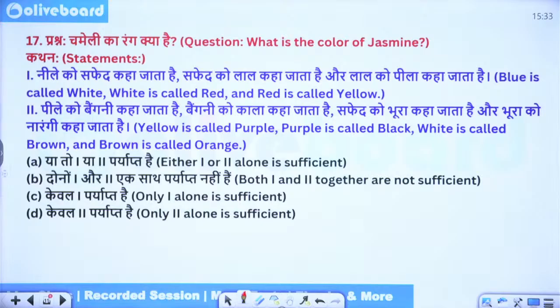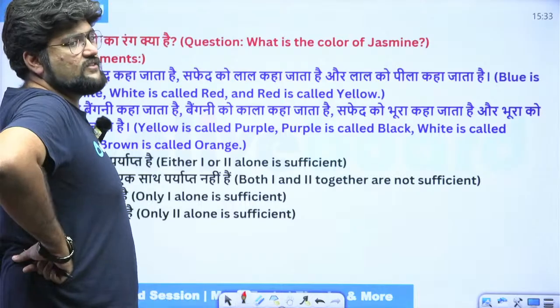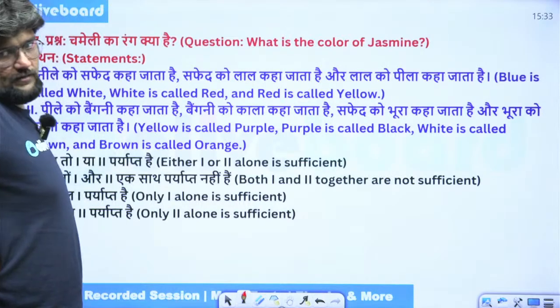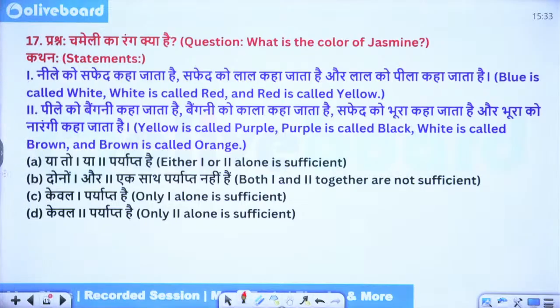What is the color of jasmine? Jasmine is a flower. First of all, you need to know the color of jasmine. We are assuming it to be white, though there are some varieties which have a slightly different color, a bluish tinge to them, but we are assuming jasmine to be white. Now before coming into the statements, the options are either 1 or 2 alone. Both 1 and 2 together are not sufficient. Only 1 alone, only 2 alone.